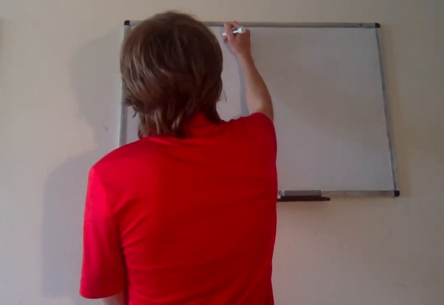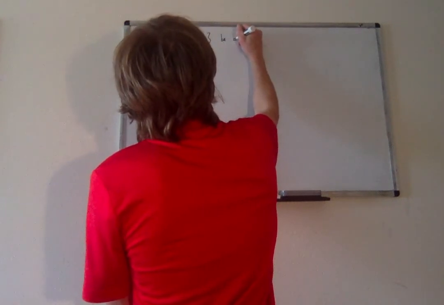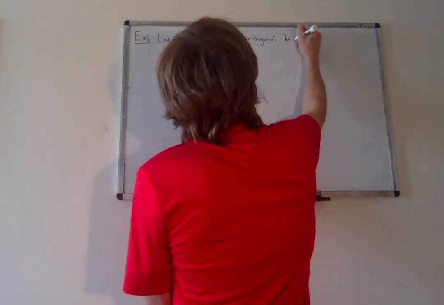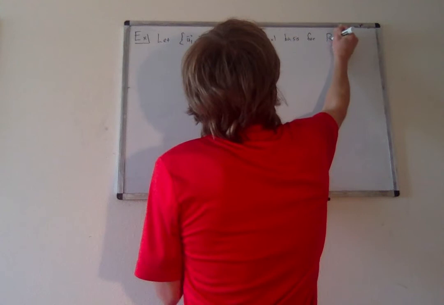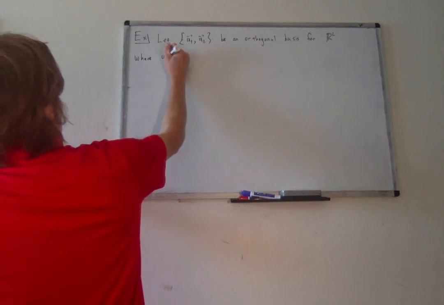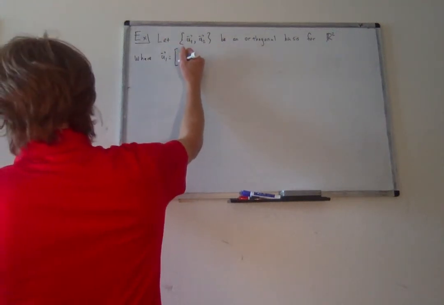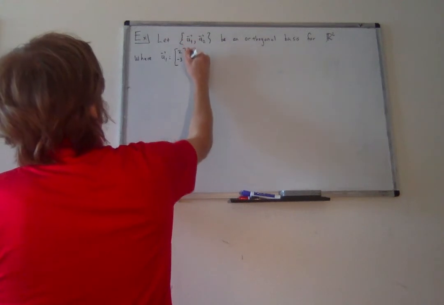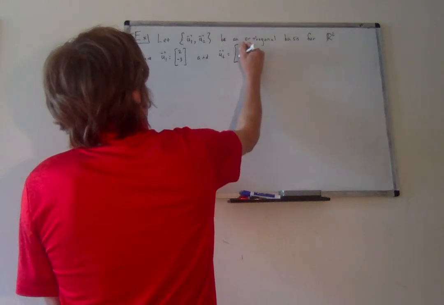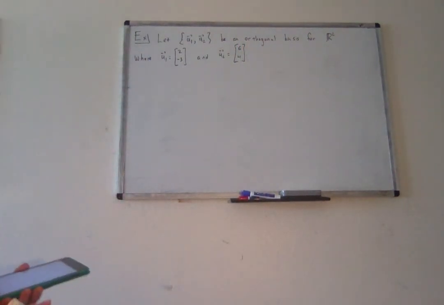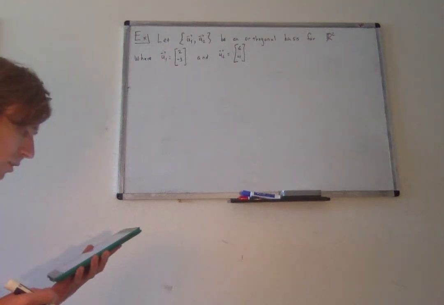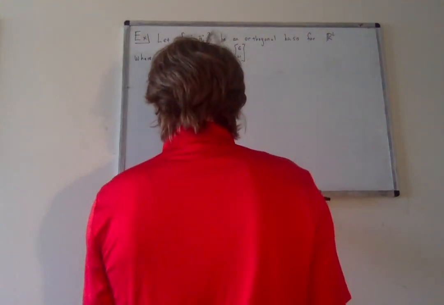So let u1, u2 be an orthogonal basis for R2, where u1 is this vector, 2, -3, and u2 is 6, 4. And you can take my word for it that these are orthogonal, but I think I would believe that they are.